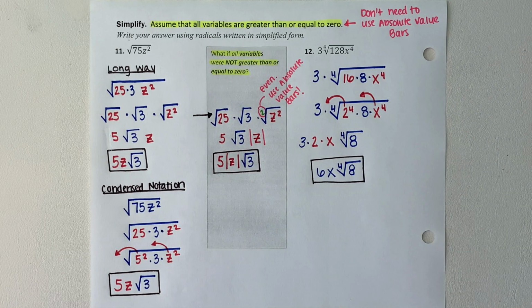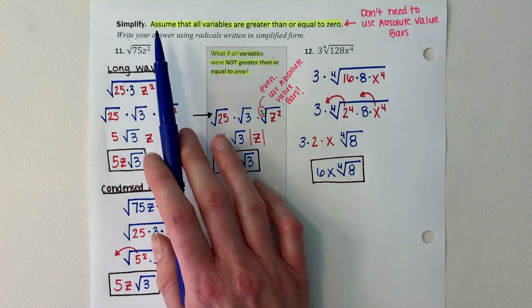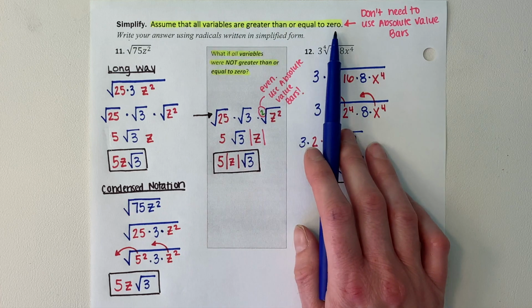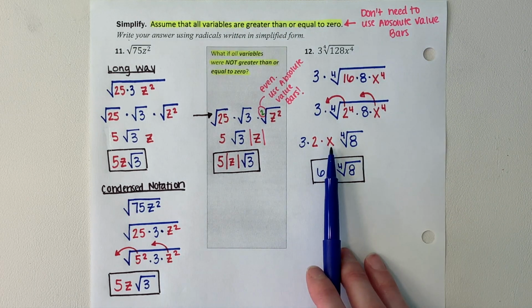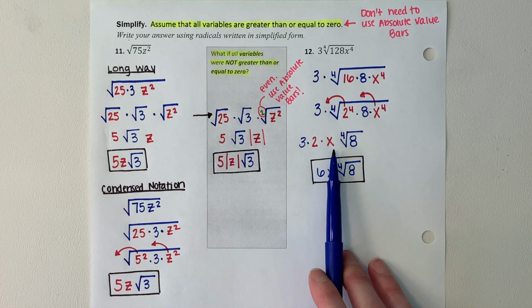Now again, for the rest of the problems in Chapter 6, the instructions will tell us that we can assume that all variables are greater than or equal to 0. So notice here when we pulled the x out of the radical, we didn't need to worry about using absolute value bars because we were told that we can assume that x is positive anyway.